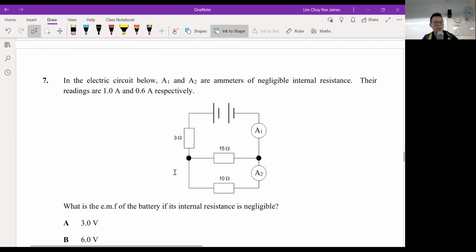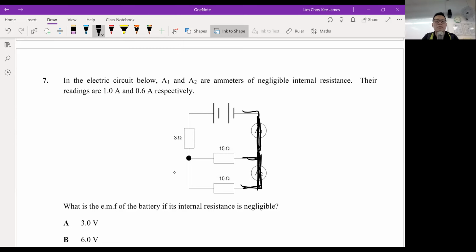For question 7, just take note, the ammeters A1, A2, they are ideal. So the ammeter would just behave like a piece of cable. So you can just ignore the ammeter. You can just take it as a piece of cable here. It will not affect the circuit.